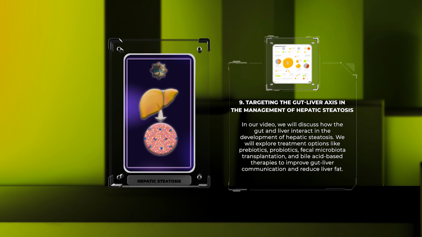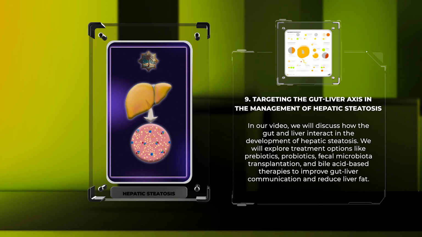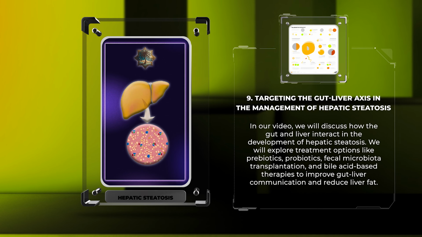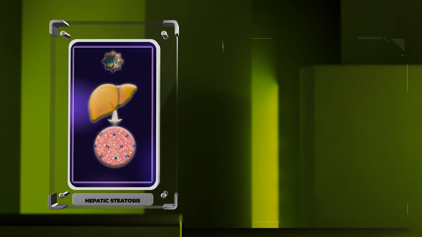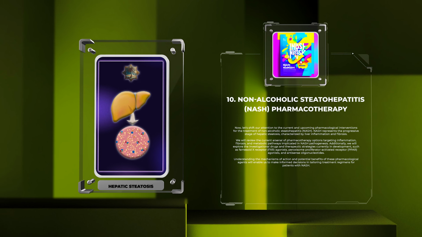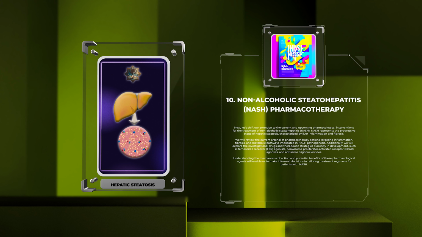We will explore treatment options like prebiotics, probiotics, fecal microbiota transplantation, and bile acid-based therapies to improve gut-liver communication and reduce liver fat. Now, let's shift our attention to the current and upcoming pharmacological interventions for the treatment of non-alcoholic steatohepatitis, NASH. NASH represents the progressive stage of hepatic steatosis, characterized by liver inflammation and fibrosis.